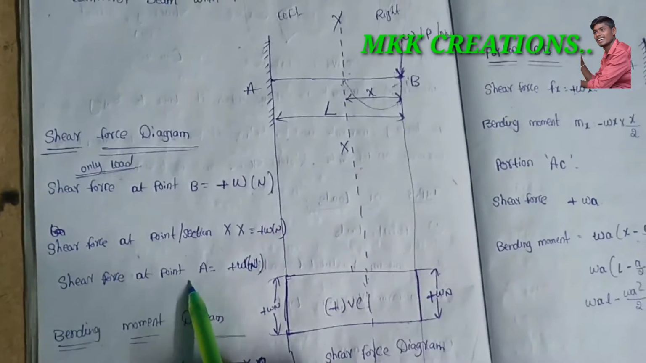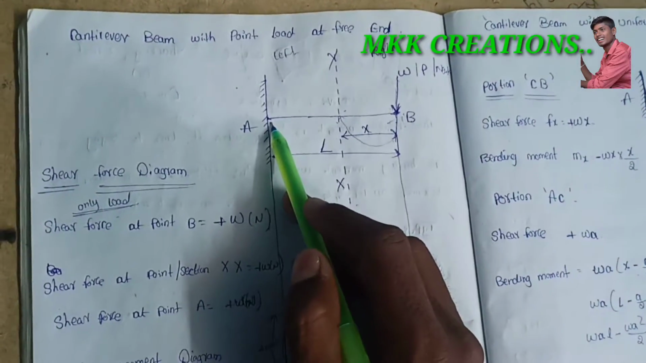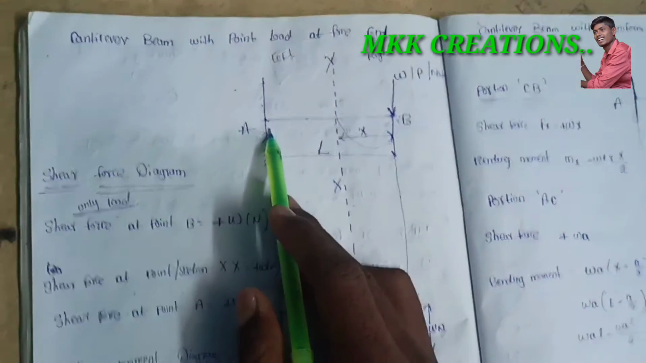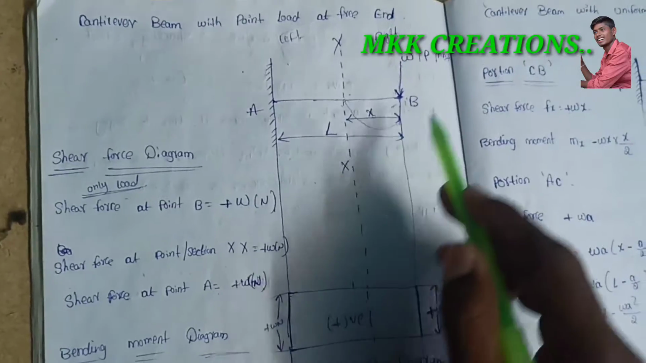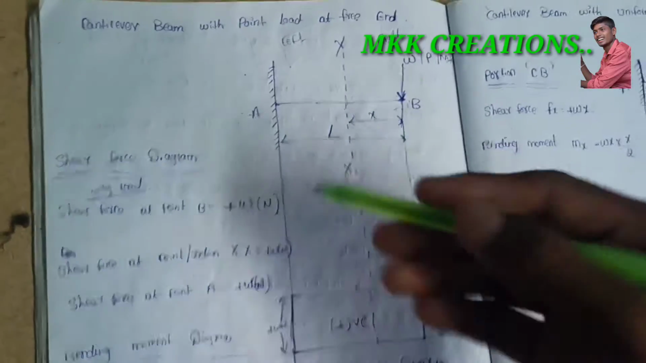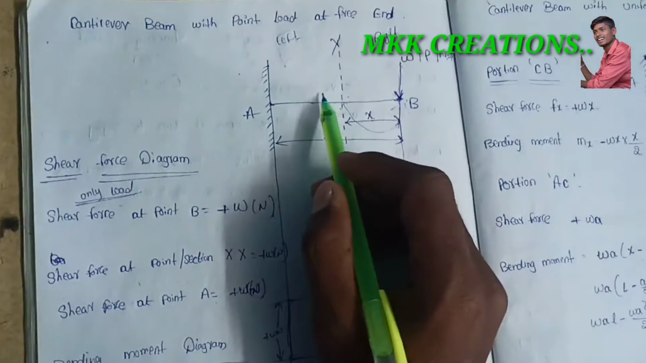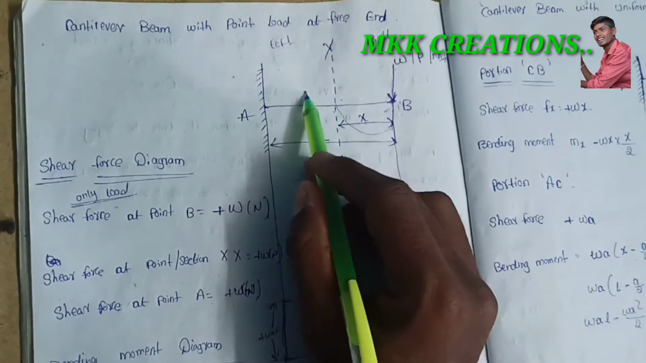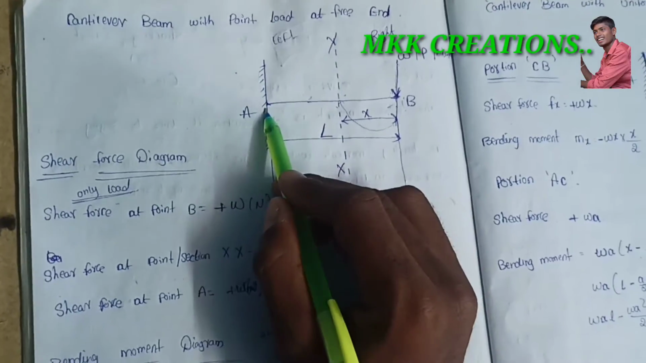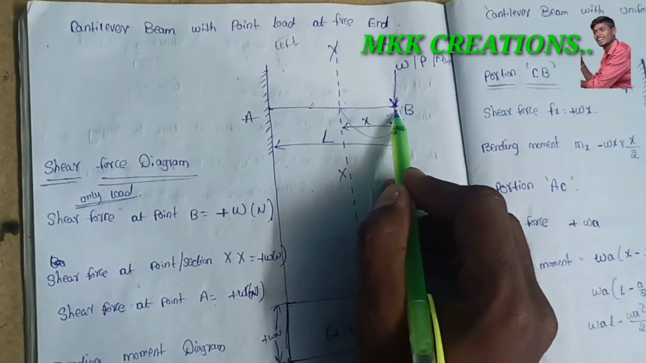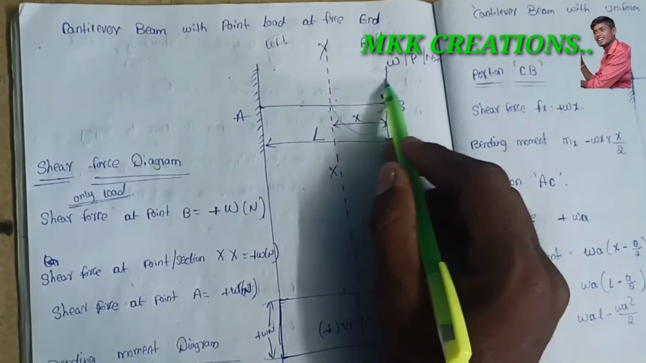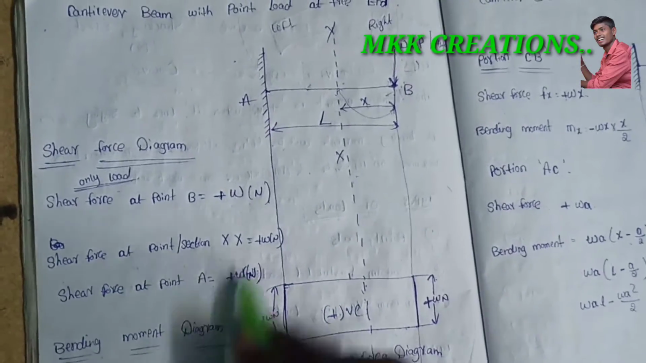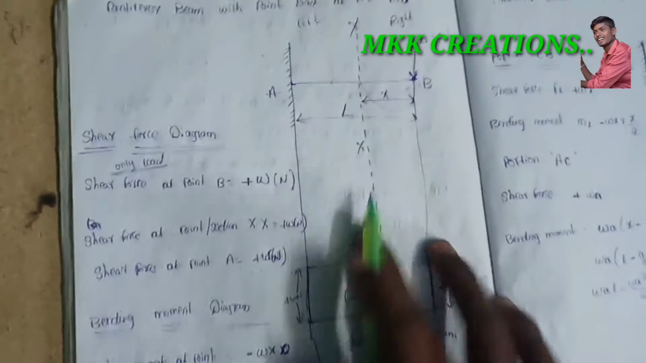After that, point A. Now we are finding the shear force at point A. We completed point B and section XX. Next, point A. Here the same load is acting, positive, because there is no other load. Only one load acts on point A, so it is W only. That means 20 here, so plus 20 only. So the shear force at point A is also plus 20. That is the shear force.